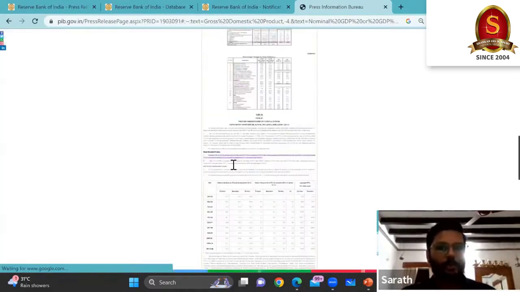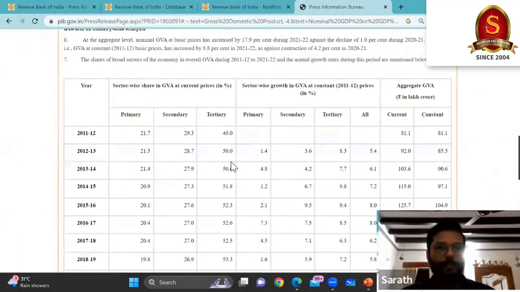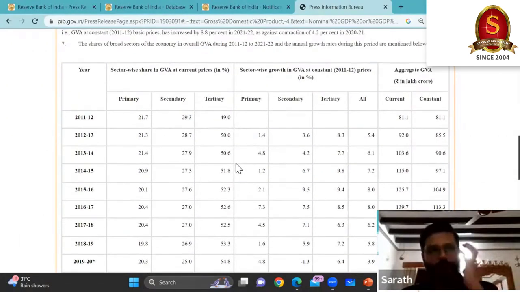Just click on that and you will get to this particular area. This has all the information with respect to the data. You can find it on the MOSPI website itself, but this is the easier way to access this data.